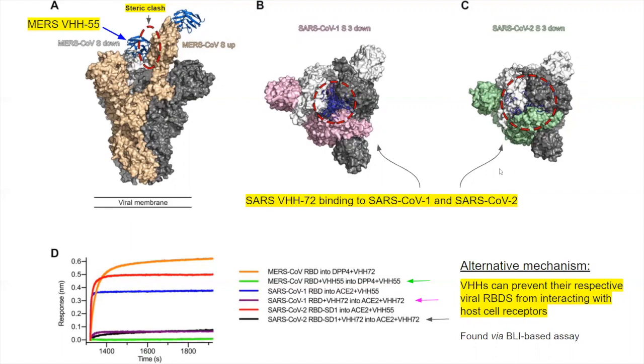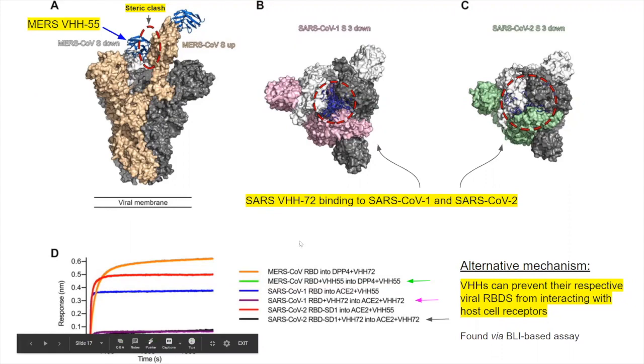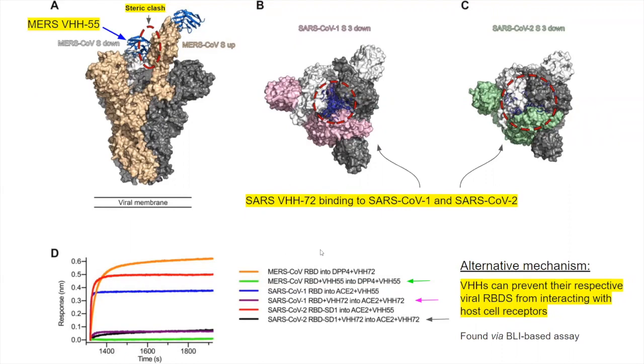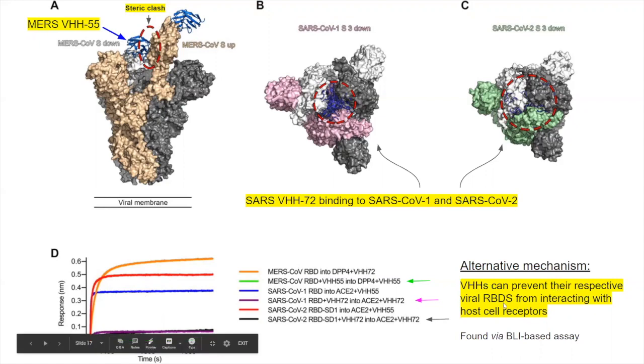Scientists also thought there could be an extra mechanism for neutralizing these viruses. And what they did was they used a BLI-based assay in which they fixed coronaviruses onto a plate, and they dipped it first into an antibody solution and then into a solution with a cell receptor such as DPP4 or ACE2. And what they found was that in the samples that were dipped into antibody first and then into the well containing the cell receptor, there's very little response, very little activity, because basically the coronavirus was not able to interact with the cell receptor. And so maybe VHHs can prevent their receptor binding domains from even interacting with the host cell receptors.